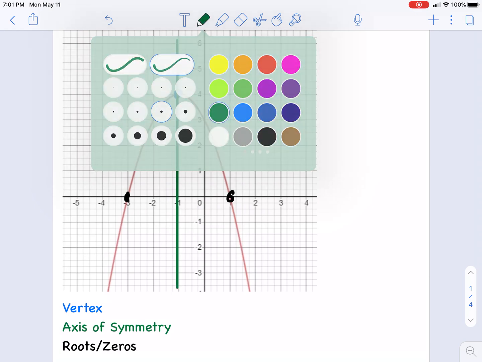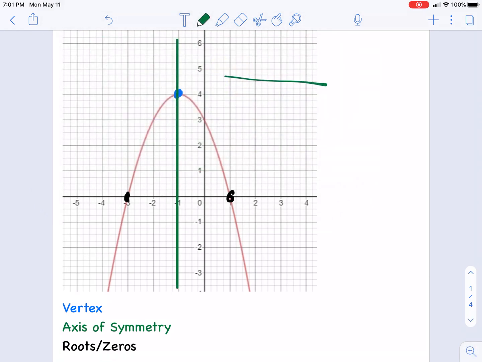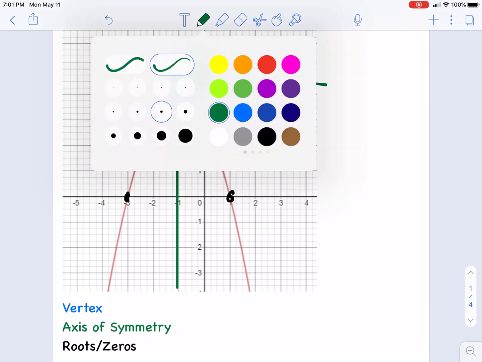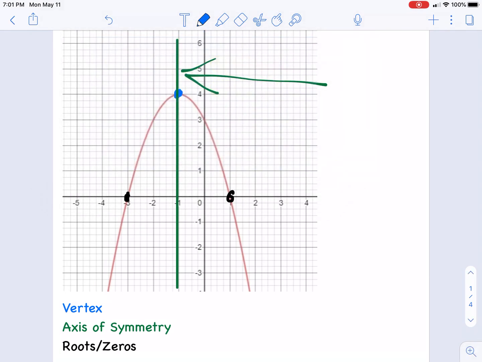Now we're going to focus a bit more on the axis of symmetry. We often have to figure out the equation of this line. This line is a perfectly vertical line, so it's going to be x equals something. Then we look to the coordinates of our vertex to figure out the x value, because it should always be the same as the x value of the vertex. So here we've got (-1, 4), which means the equation for my axis of symmetry is going to be x = -1.